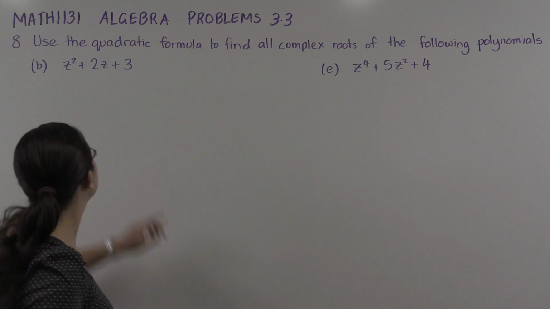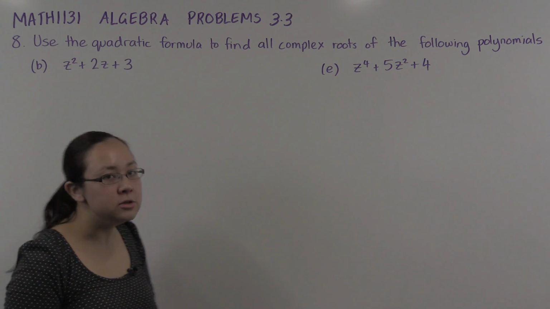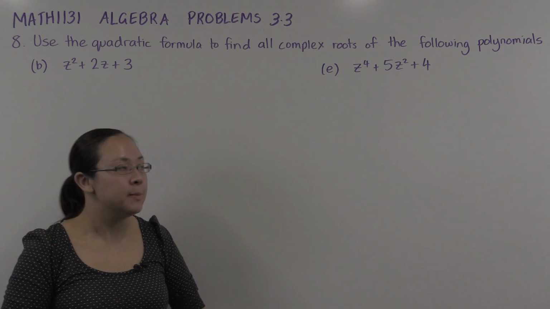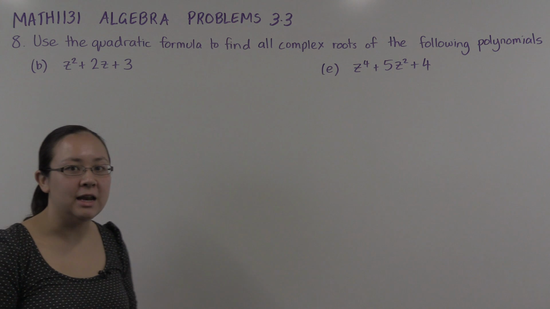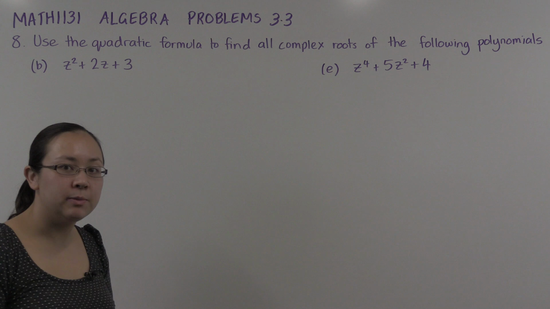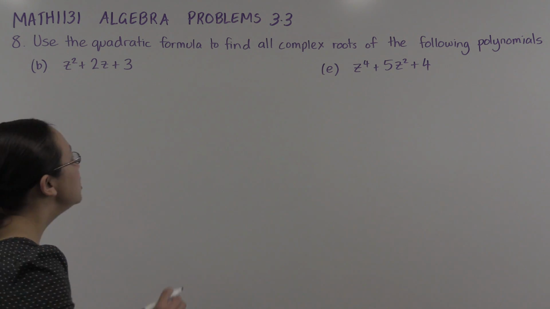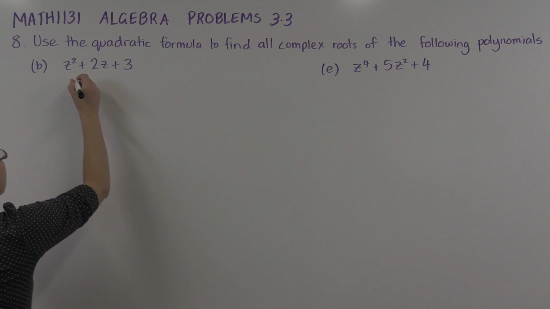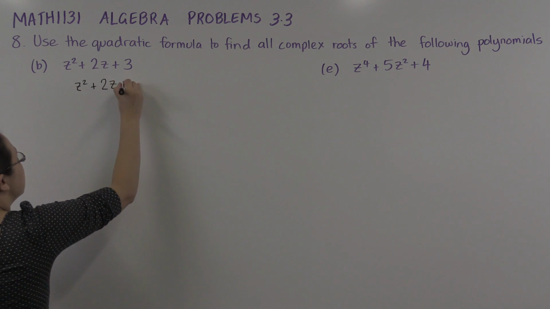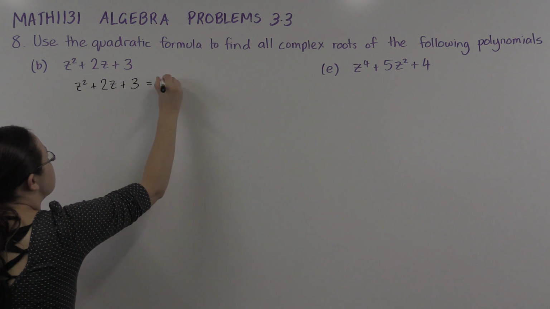So here we're looking at question 8, which is asking us to use the quadratic formula to find some complex roots of polynomials. And we'll be doing part B and part E. So in part B, we just have a quadratic, z squared plus 2z plus 3. We're trying to find the complex roots. That means we're trying to solve z squared plus 2z plus 3 equals 0.